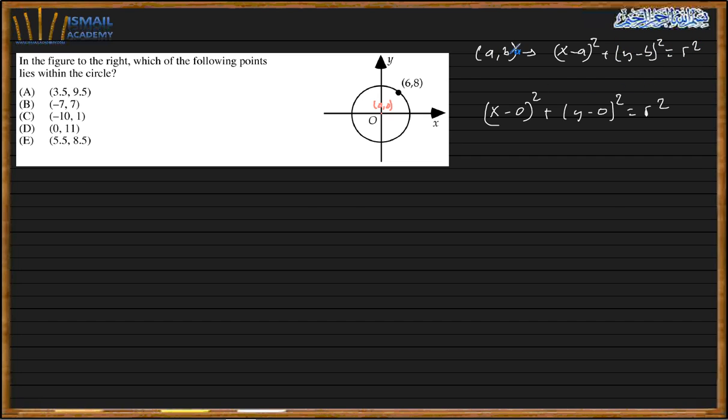Because a and b are 0, 0, this is why we end up having x squared plus y squared equals r squared. Now what I need to do is to find out first the radius, which is 6 squared plus 8 squared equals r squared. This is 36 plus 64, which is 100. This means 10 is my radius.